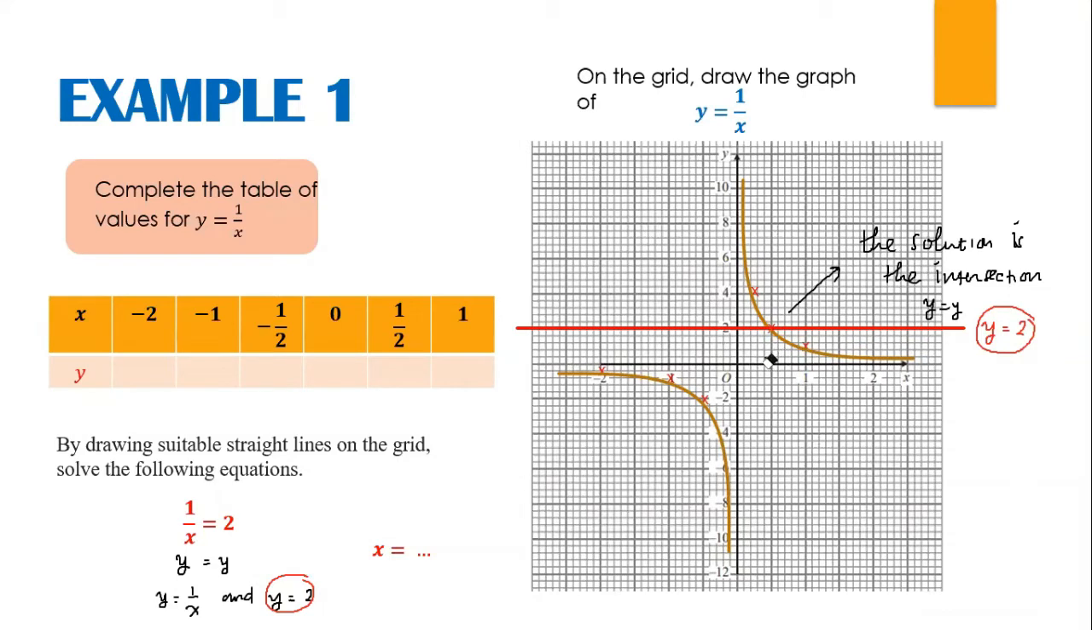Now we're going to find the intersection by x. So this is the solution. Can you guess what x is on the grid? That's correct. So we find x is a half. This is the solution, x equals a half. How do you know x equals a half? Because a half is the intersection of both equations. So here is x equals a half.